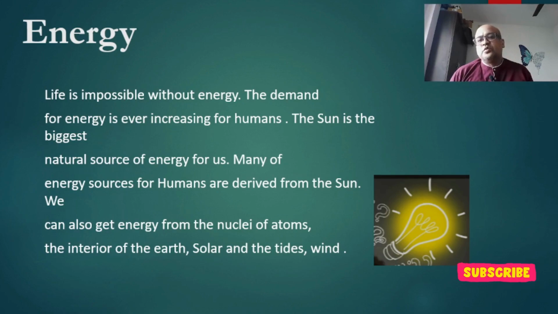The solar source is there, that we are getting the energy from the sun. The tidal energy is there, and the wind energy is there. From all these sources we can get the energy, and we know that energy is a very crucial part in our life. To run all the gadgets we require electricity, right? So we can term this as energy.